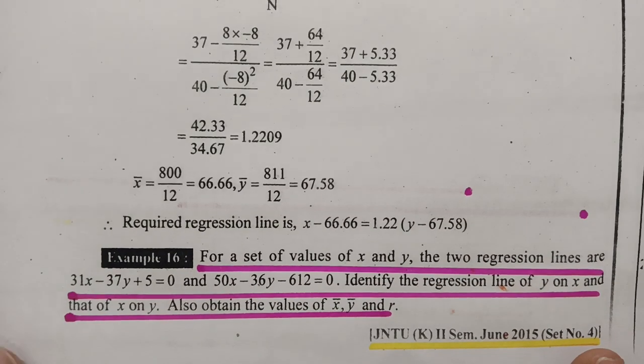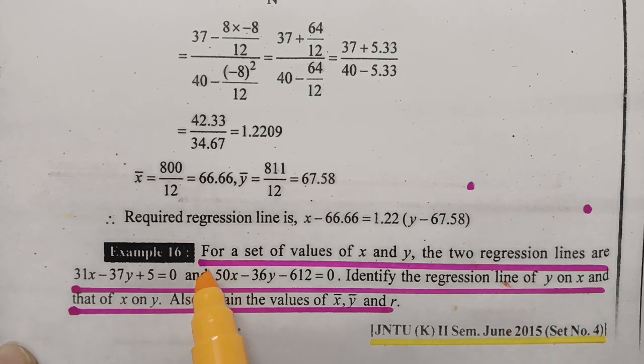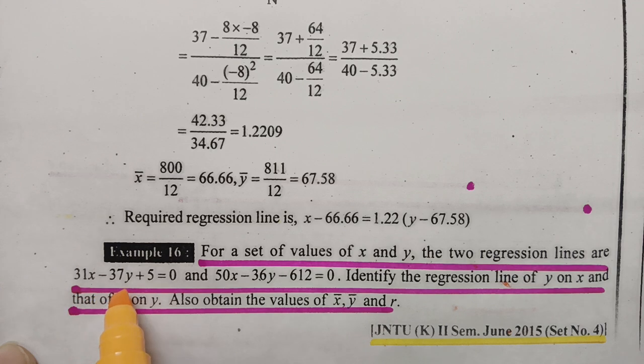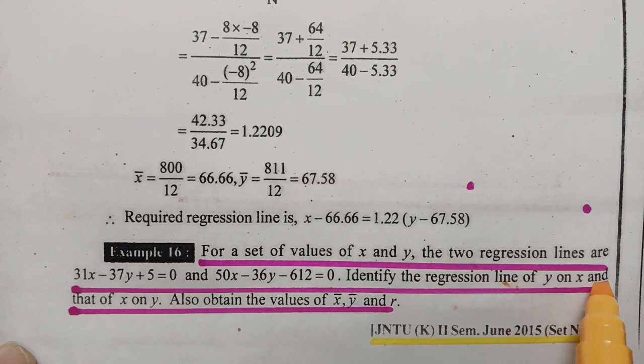And the next problem is, see here, this is also very important. For a set of the values of x and y, the two regression lines are 31x minus 37y plus 5 is equal to 0, and 50x minus 36y minus 612 is equal to 0. Identify the regression line of y on x and x on y. So we have to find out the regression line of x on y and y on x, and we have to find out the value of x bar, y bar, and r.